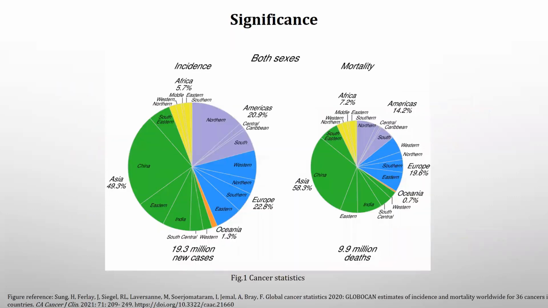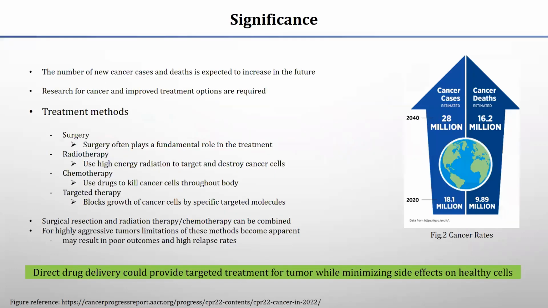From figure 1, we can see there are many new cases of cancer in the world and the death due to the cancer. Figure 2 shows cancer case and death statistics for 2020 and projected numbers for 2040, indicating an expected increase. Research is crucial for improved cancer treatments. Surgery, radiotherapy, chemotherapy, and targeted therapy are commonly used for tumor treatment.